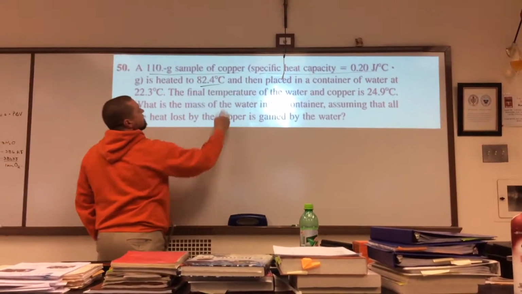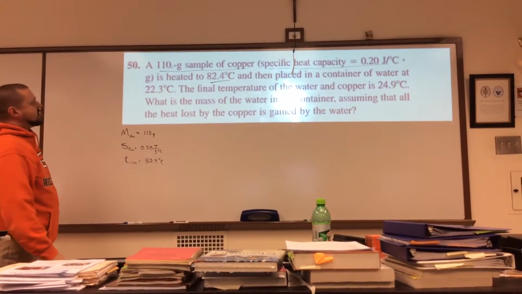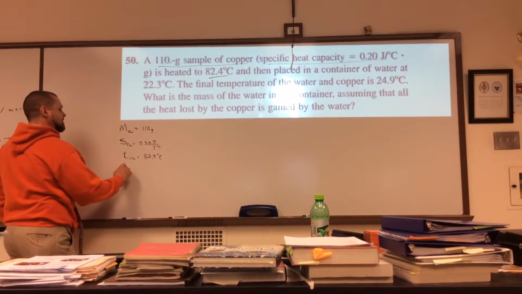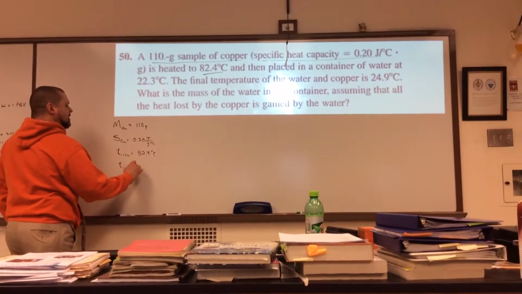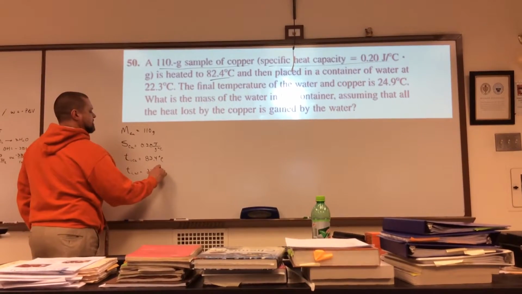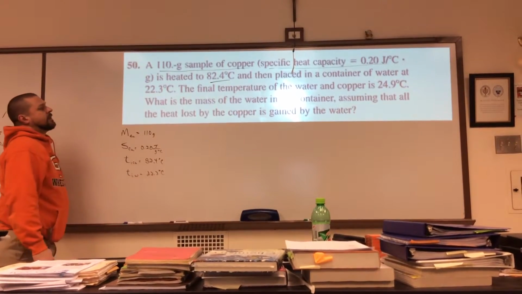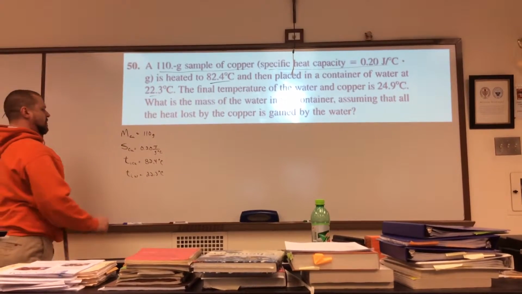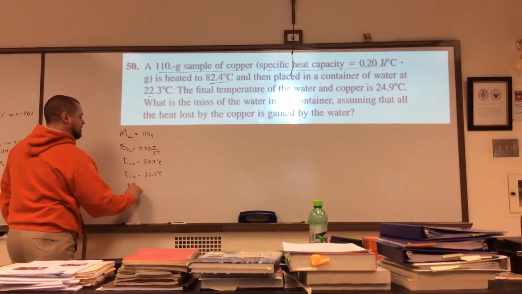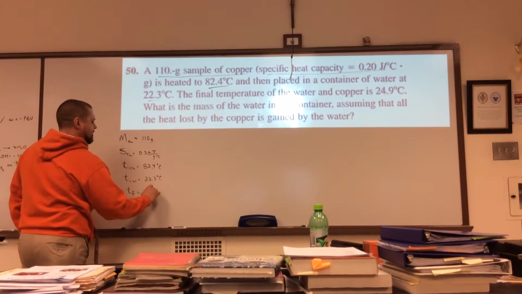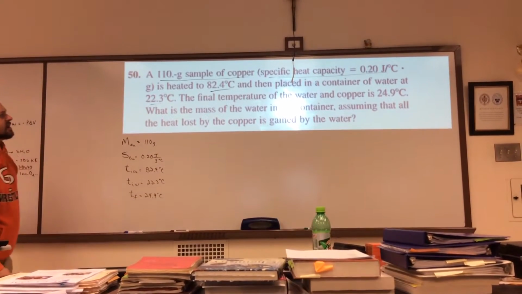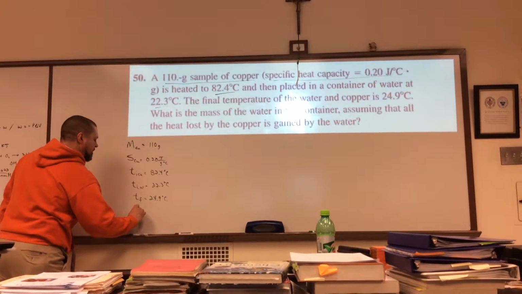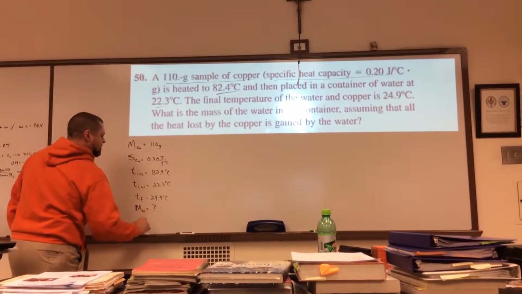So it's heated to this temperature. And then it's placed into a container of water at 22.3 degrees Celsius. So the temperature initial of water is 22.3 degrees C. That's right there. The final temperature of the water and the copper is 24.9. So temperature final is 24.9 degrees C in both cases. We want to know what is the mass of the water. Mass of water equals question mark.